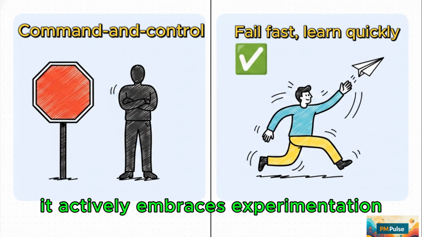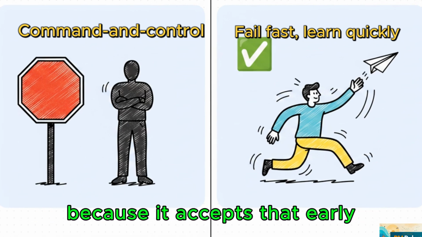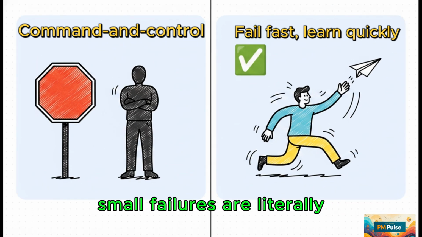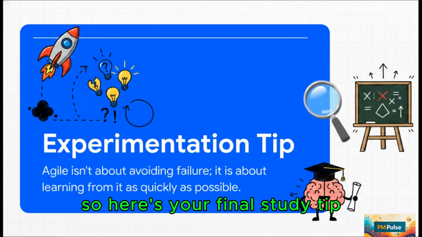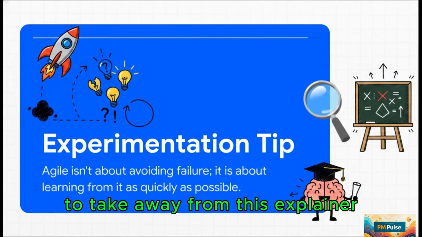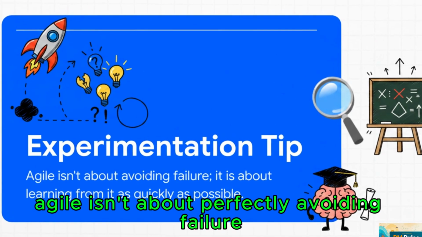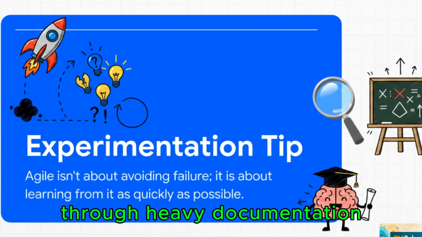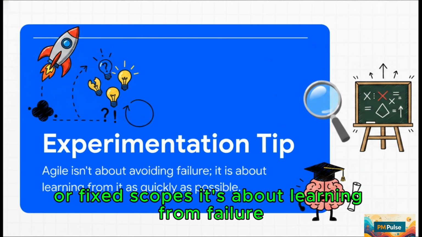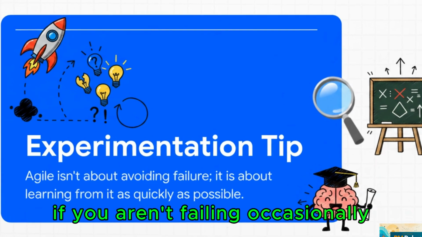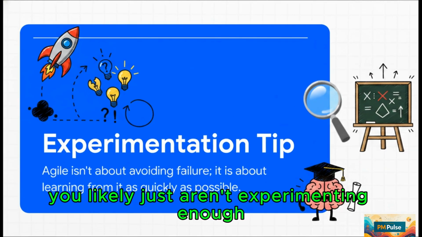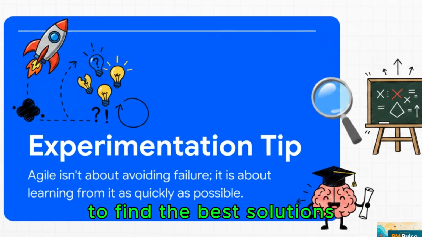It actively embraces experimentation because it accepts that early, small failures are literally the most efficient way to discover what actually works. So, here's your final study tip to take away from this explainer. Agile isn't about perfectly avoiding failure through heavy documentation or fixed scopes. It's about learning from failure as quickly and as cheaply as possible. If you aren't failing occasionally, you likely just aren't experimenting enough to find the best solutions.